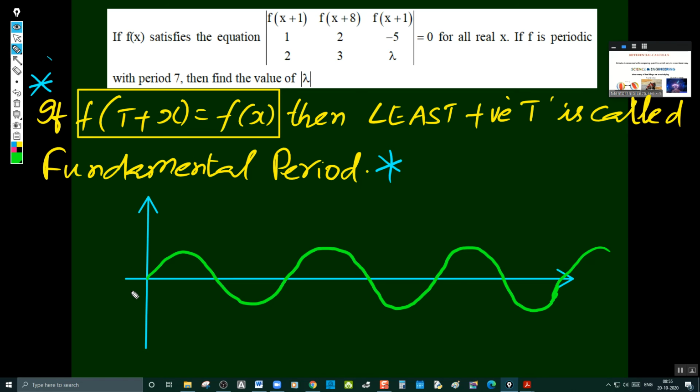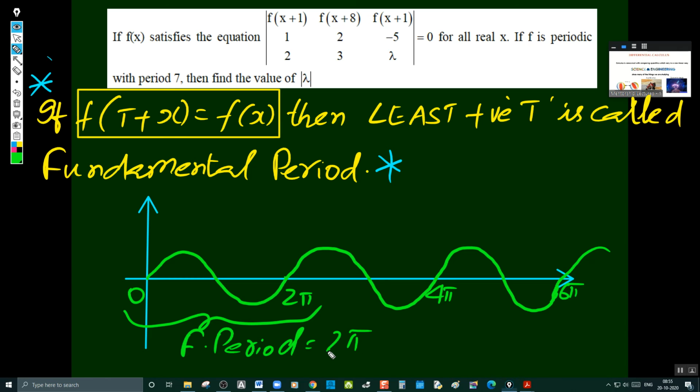So periodicity here means whatever shape it takes between 0 and 2 pi, it repeats between 2 pi and 4 pi, 4 pi and 6 pi. So the least positive value is said to be the period. So the fundamental period of a sine function is equal to 2 pi. This is the meaning of it. So periodic means, the definition you have to remember, f of t plus x is equal to f of x. Then least positive, don't forget, it is the least value.